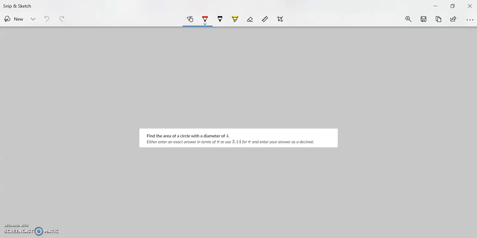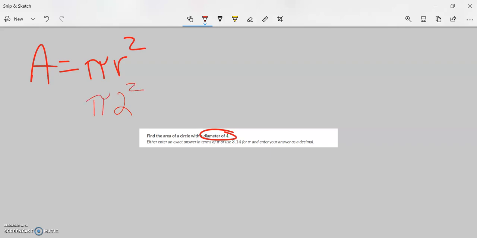Okay, so remember the area formula is pi r squared. The diameter is 4, so our radius is half of that, which would be 2. So we have 2 squared times pi. 2 squared is 4 times pi.